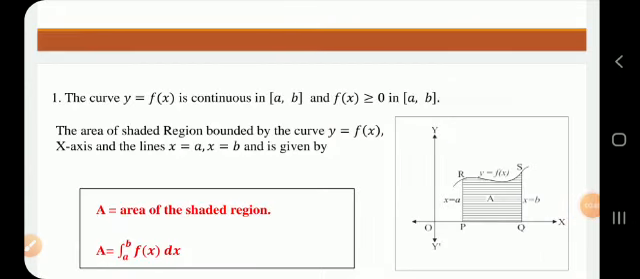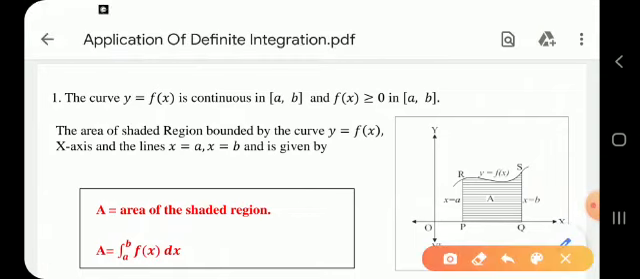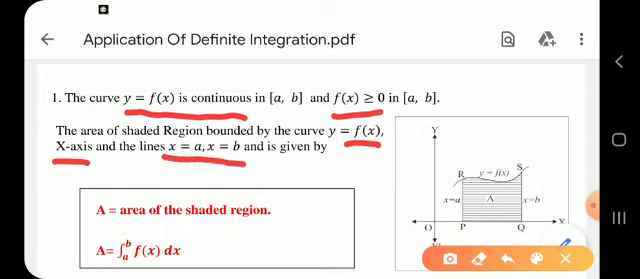Okay, we consider various cases for this. Here, if y is equal to f of x is a continuous function, is given function and is continuous in closed interval [a, b], and here this function f of x is greater than or equal to 0 in this interval, then the area of the shaded region is bounded by y is equal to f of x, the x axis, and the lines x is equal to a and x is equal to b. To define this concept, we consider this figure.